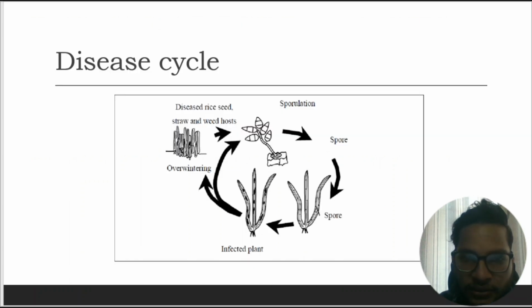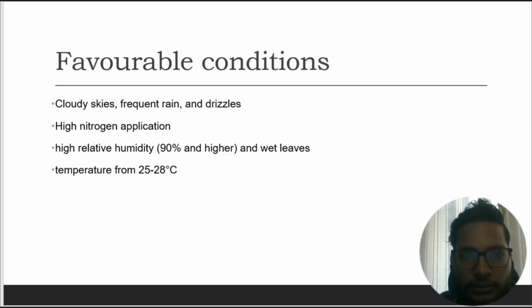Talking about the disease cycle of this disease, the pathogen mainly survives on diseased rice seeds, straw, and weed hosts. The hosts for this crop are Panicum repens or Echinochloa crus-galli. Primary spread is through straw and weeds, and the secondary spread is mainly due to airborne conidia. The favorable conditions are intermittent drizzles, nighttime cooler temperature, high relative humidity of 93 to 99%, and high nitrogen application.